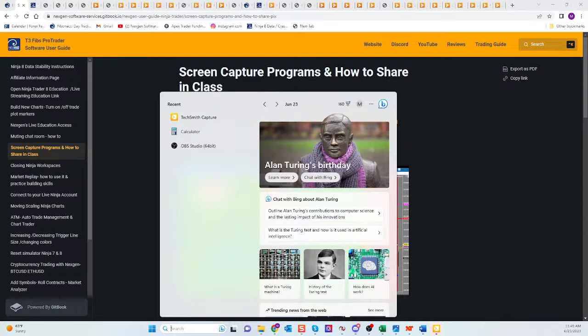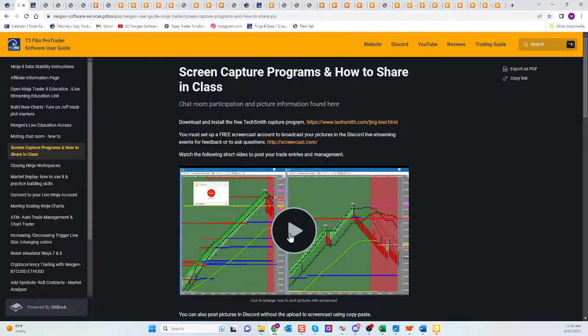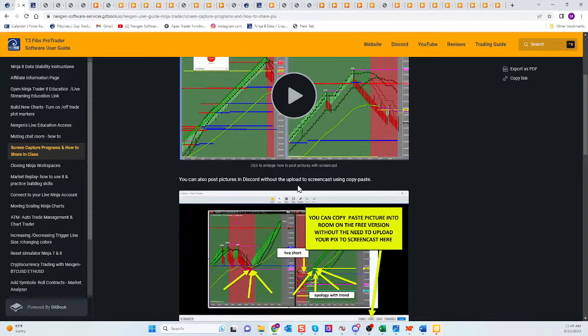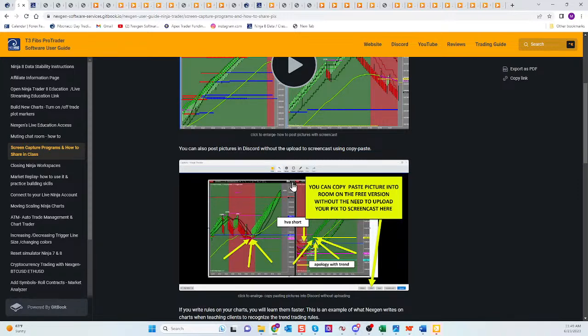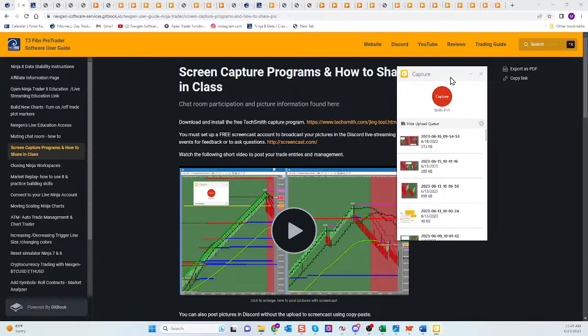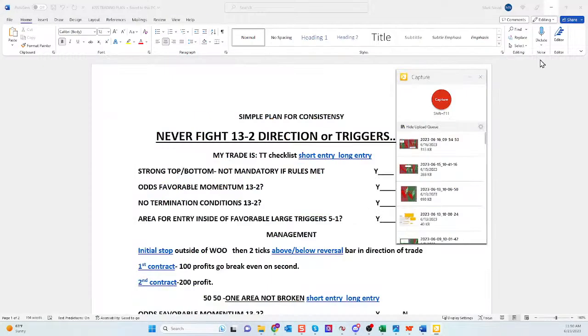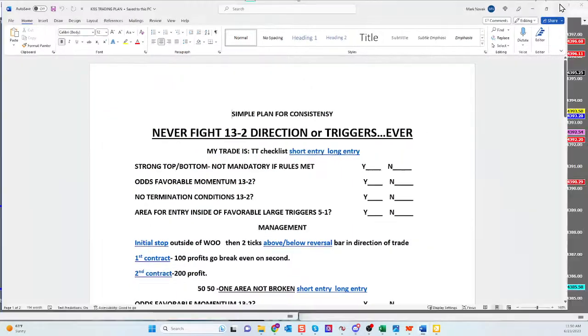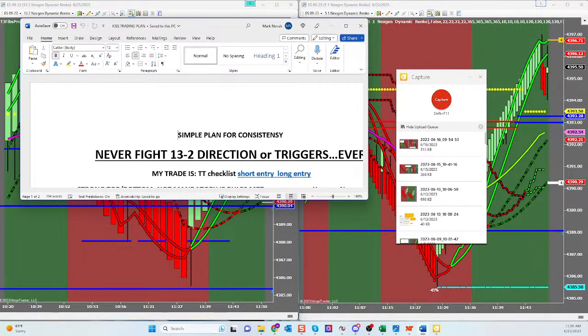So Samuel, there's the link to get to it. This is what it looks like on your computer. And that same link will give you a video of how to do it, how to copy paste that picture, how to get it into the room. But it's really pretty simple. When you open up your capture software, let's do it real quick together. TechSmith Capture, absolutely.